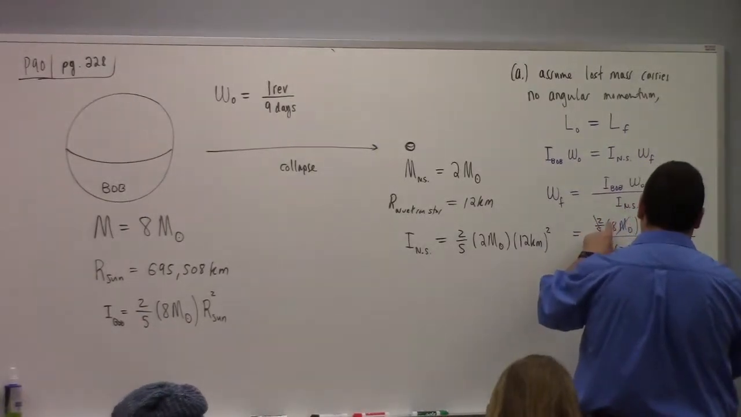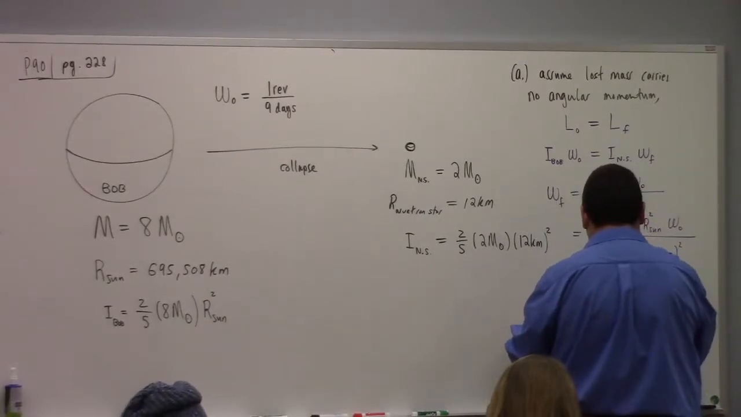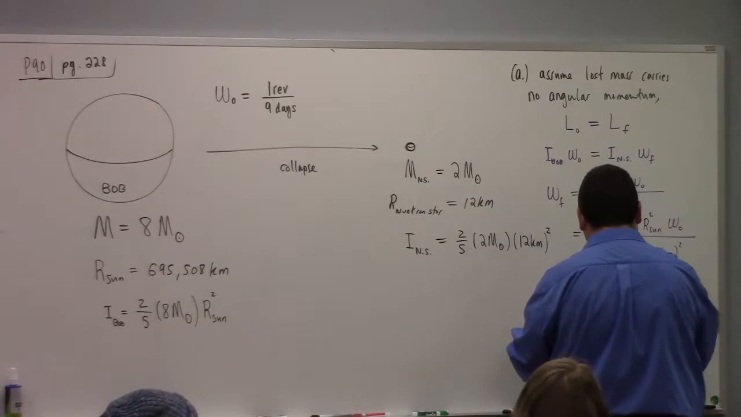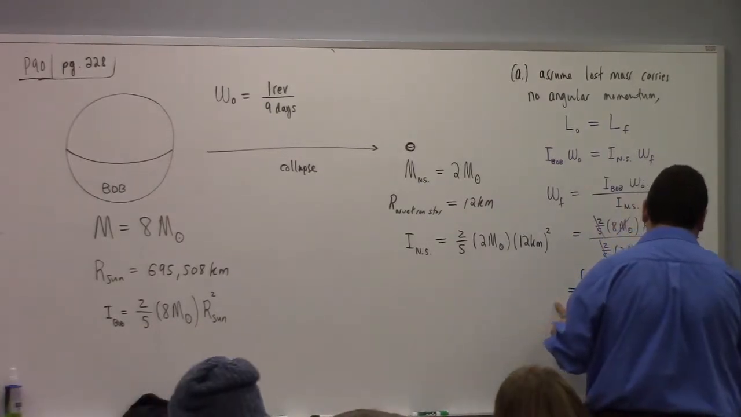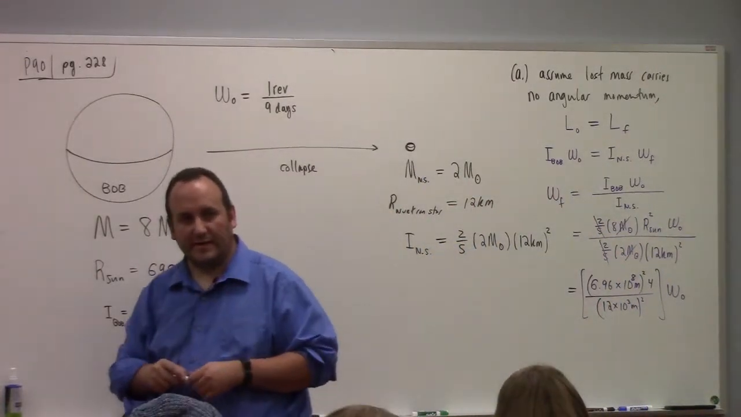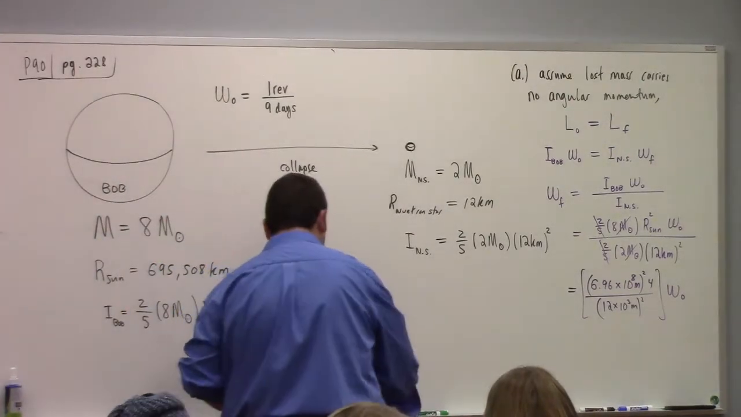8 divided by 2 is 4, raised to the sun squared. Okay, divided by 12 times 10 to the 3rd meters squared. What do we get? This all just multiplies omega naught. We'd really just like to find the factor by which it speeds up omega naught, right? So what is that?